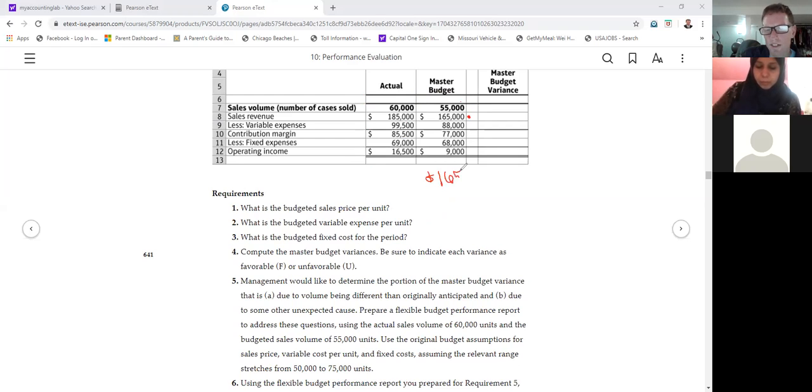Yeah. I guess the better question is, does that not make sense? So you just take 165 and divide that by 55,000 units. And of course, that would be your sales price per unit. That's a budget number. That's not actual, that's budget. If you wanted your budgeted variable expense per unit, you would take the 88,000 and divide that by 55,000 units. And then of course, your budgeted fixed costs are given at 68,000.